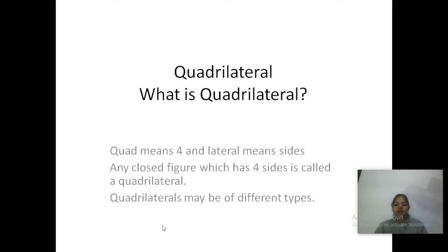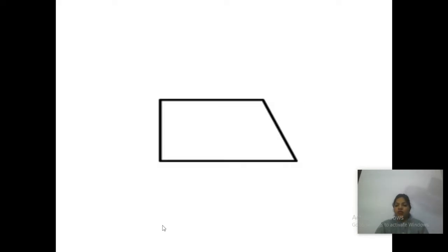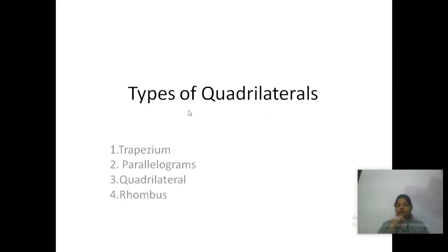Okay, students? Now this is a quadrilateral. You can see it has four lines, right? You can see one, two, three, and four. Okay, this is the quadrilateral. Now, sorry, types of quadrilaterals. I will explain you the types.